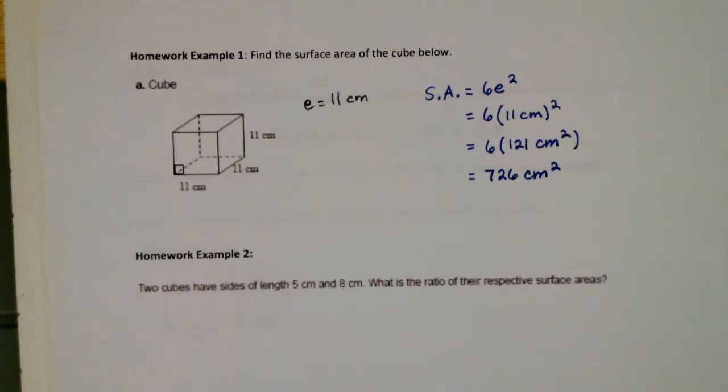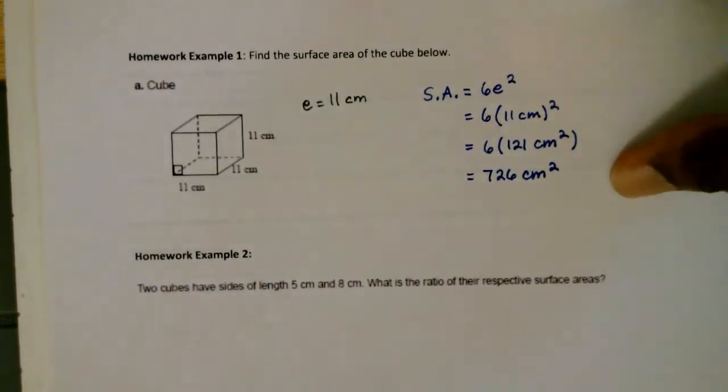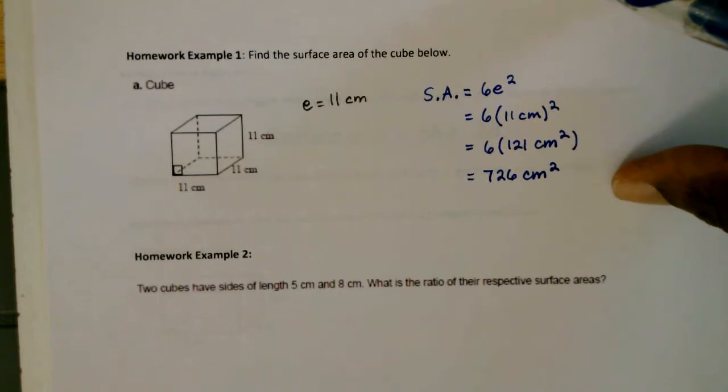All right, now example number 2. Two cubes have sides of length 5 centimeters and 8 centimeters. What is the ratio of their respective surface areas?